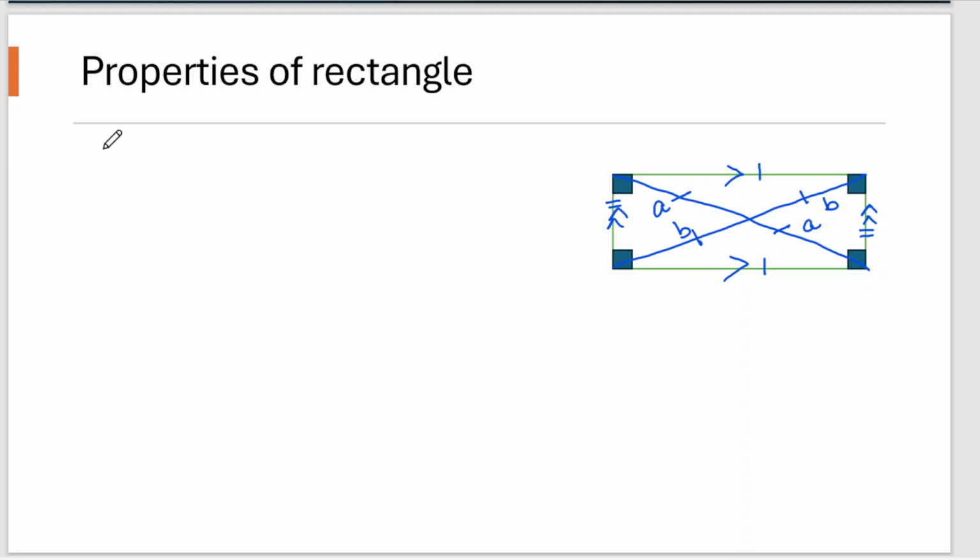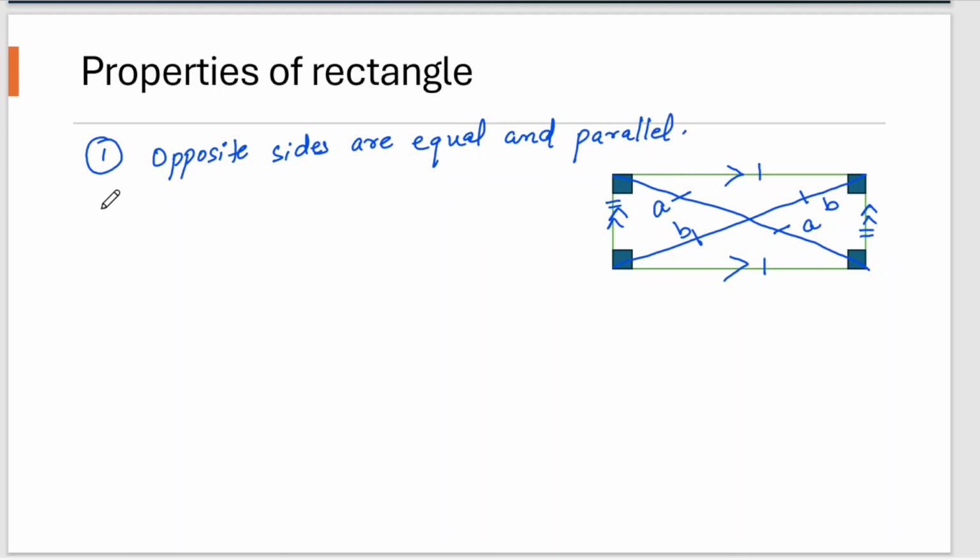So what was the first? Opposite sides are equal and parallel. Second property was diagonals bisect each other.